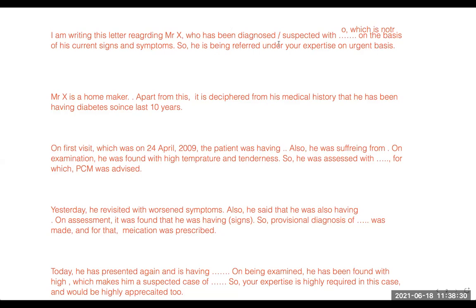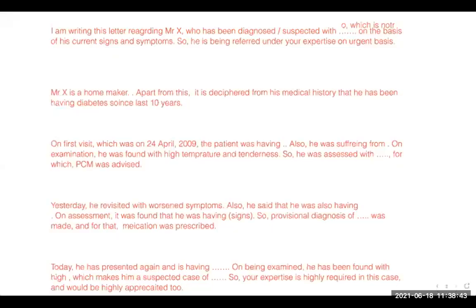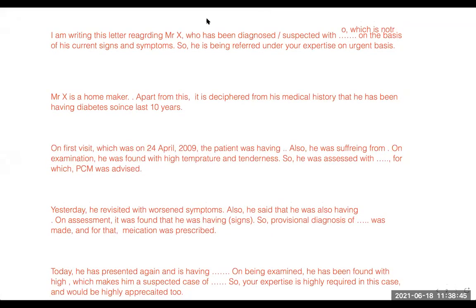So that is how you write, who has been suspected, who has been assessed with osteoarthritis which is not responding to anti-inflammatory medications, hence the patient is being referred to you. You can make it better as well. What you can do, because this letter, again, that is why I say do not try to grade the letter, because it stops your creativity.